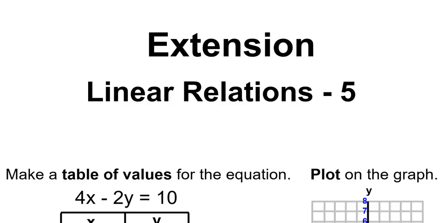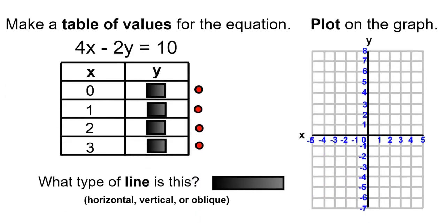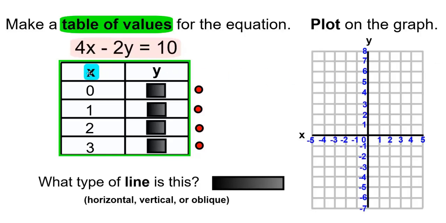Extension Linear Relations 5. Make a table of values for the equation. This is your table of values, and the equation is 4x minus 2y equals 10. The left-hand side of the table is x, and the right-hand side of the table is y.